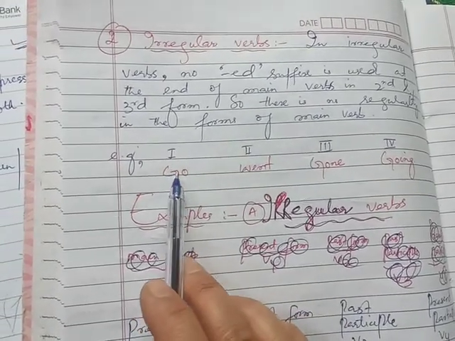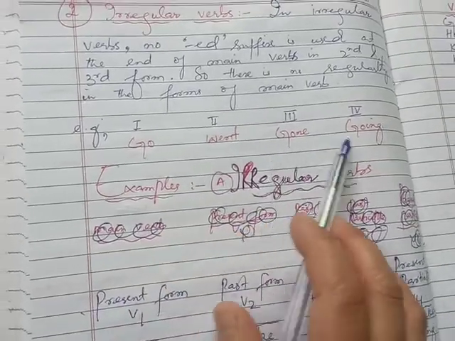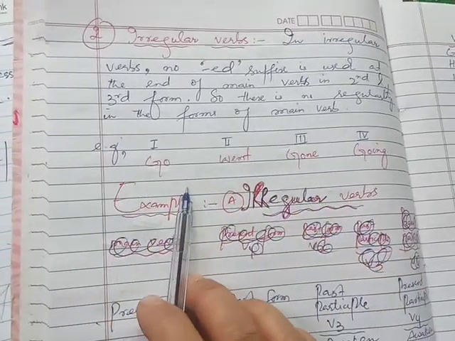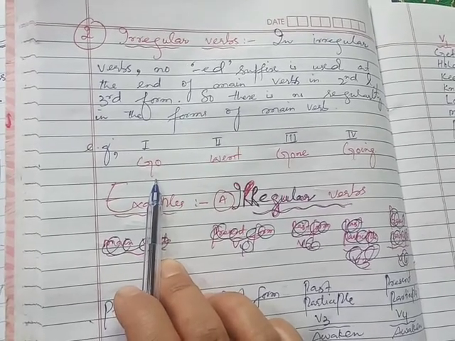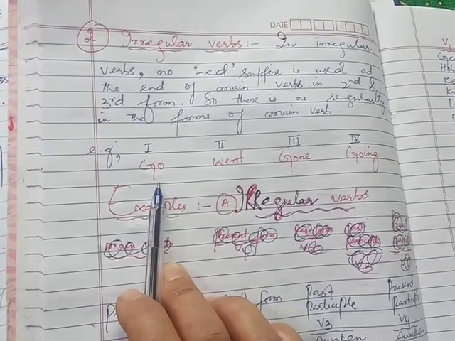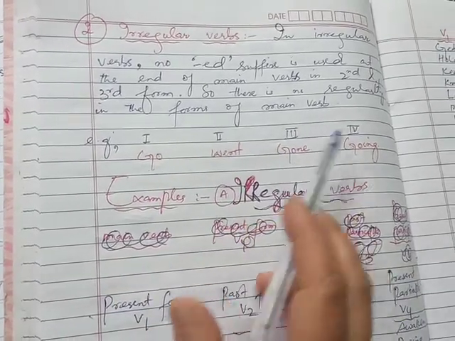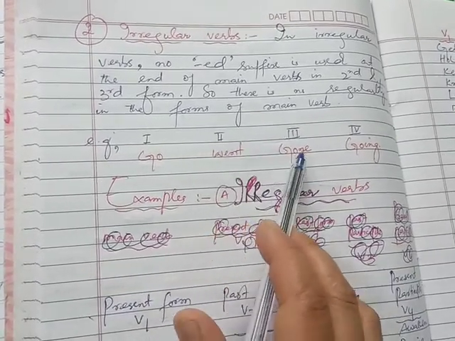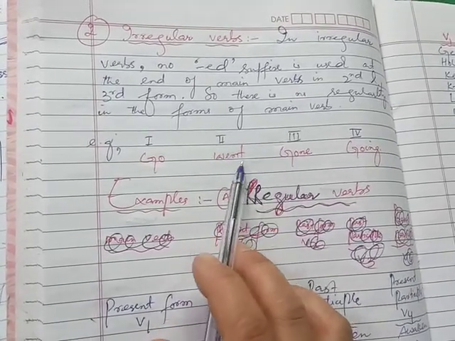For example, go, went, gone, going. So this is an irregular verb. Why is this an irregular verb? Because a particular regularity is not followed in the forms of the main verb. Not only this, the ed suffix is not added at the end in the second and third forms of the main verb.